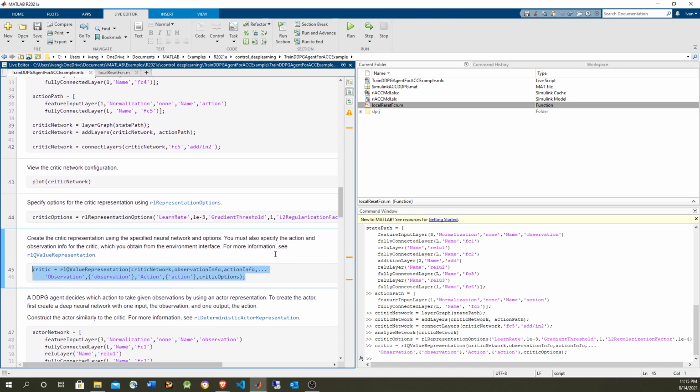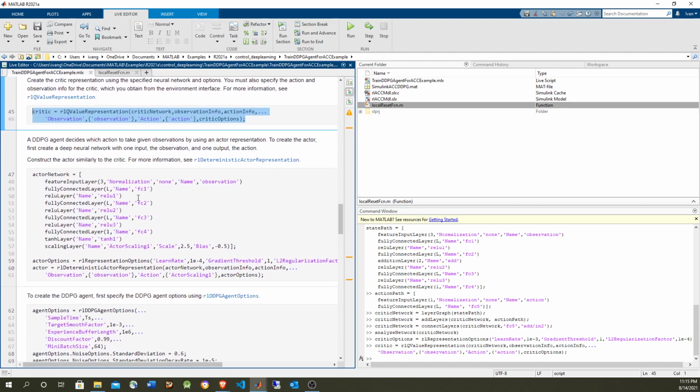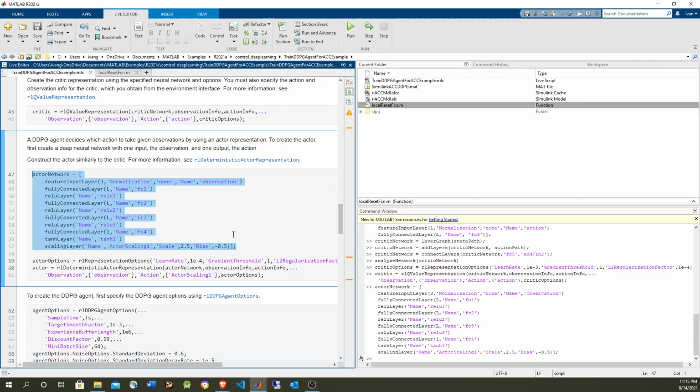And now we need to create the actor. The actor is going to be similar. We're going to have a simpler network, which takes as input the 3 elements of the observation, fully connected layers, and finally we put a tangent layer that is going to limit the output values, and then we scale it and bias it so that the outputs are between -3 and +2. Okay, so we have the actor network.